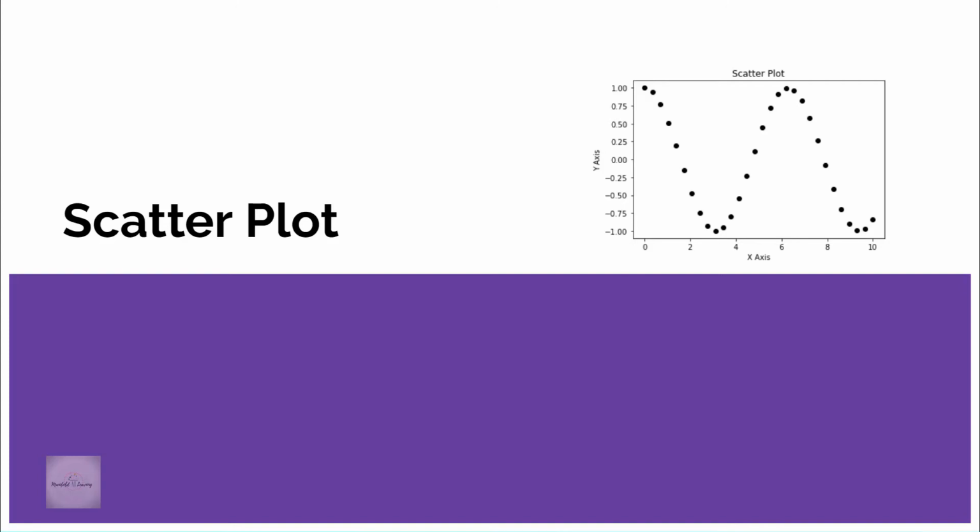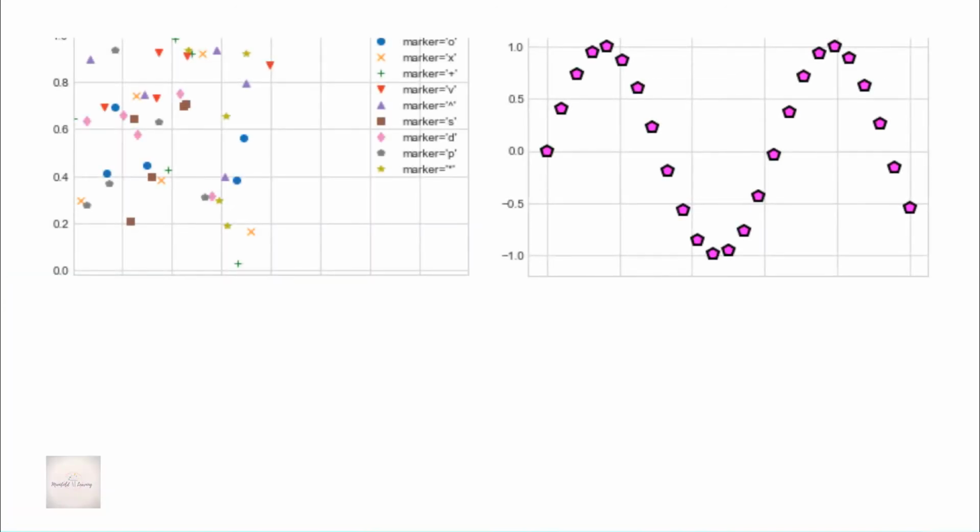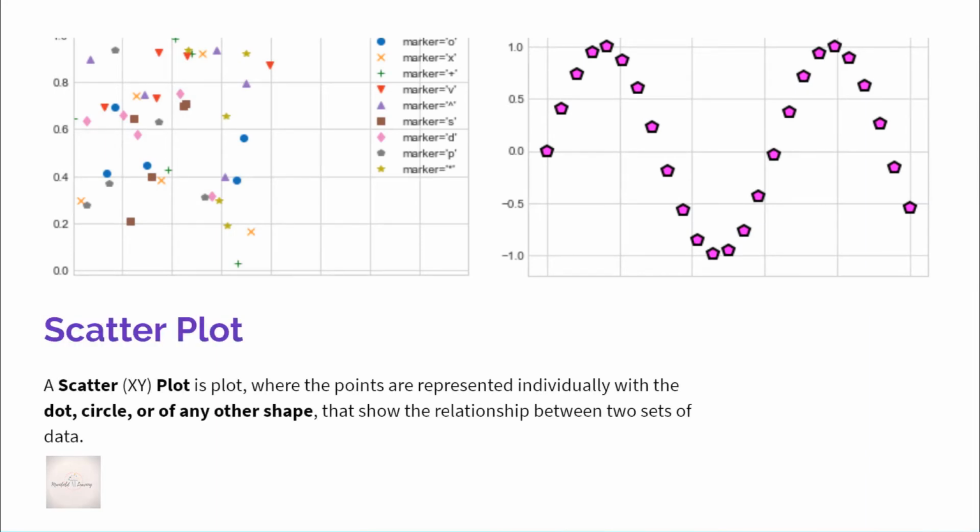Another commonly used plot type is the scatter plot. Here in the scatter plot, instead of points being joined by line segments, the points are represented individually with a dot, circle, or maybe any other shape. So guys, let's start our learning by setting up the notebook for scatter plots.